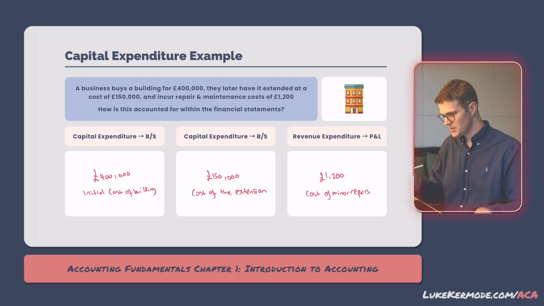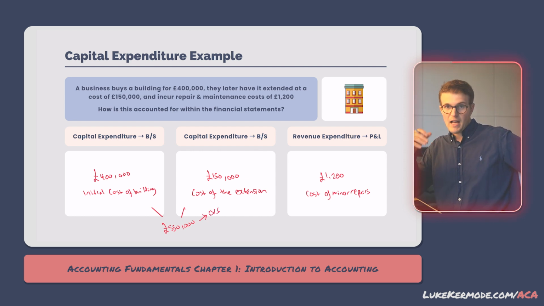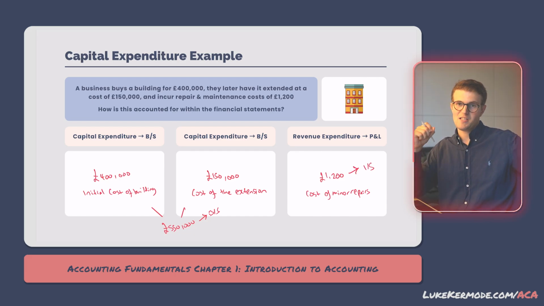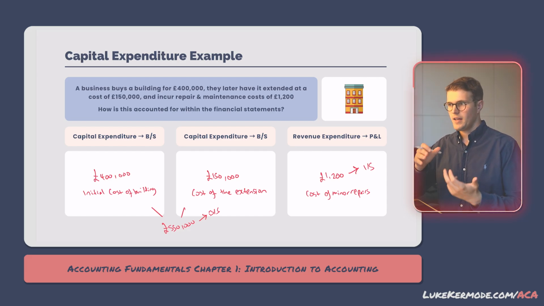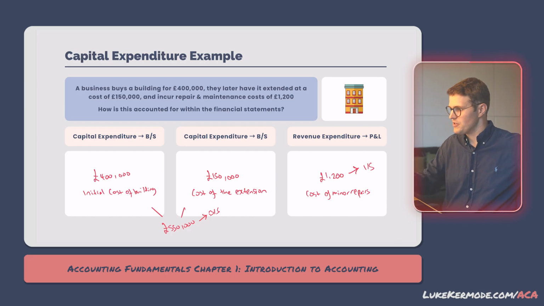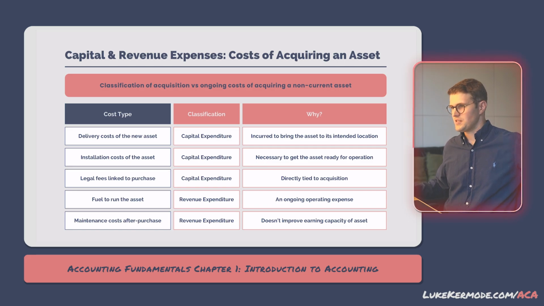So in accounting terms, this £550,000 total will be recognised on the balance sheet as a non-current asset. Meanwhile, the £1,200 will be recognised on the income statement as an expense straight away. This example shows the distinction between capital expenditure, which improves or extends the life of a non-current asset, whereas revenue expenditure just maintains the existing capacity of the asset.